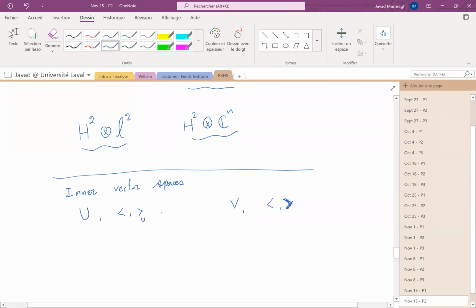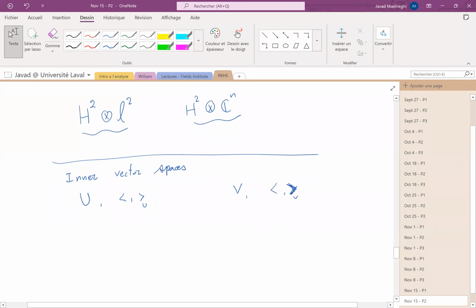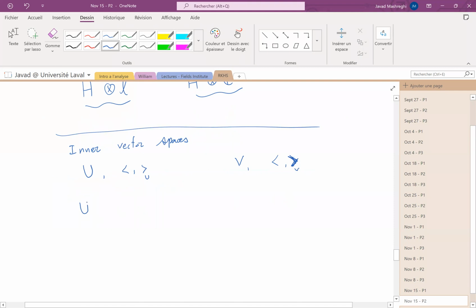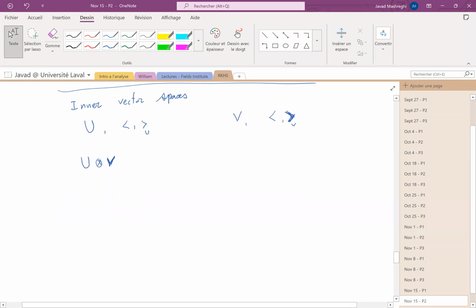Sometimes to distinguish, I put a U here and a V there. And then you form the tensor product of U and V. And the question is that if you consider two basic elements here, say U1 tensor V1 and U2 tensor V2, can we define an inner product here?